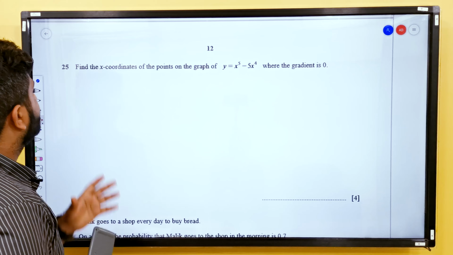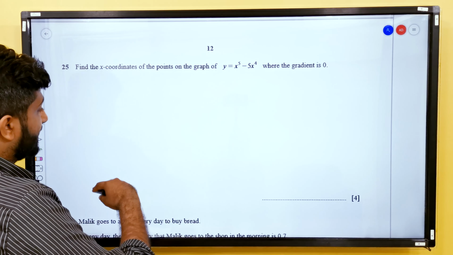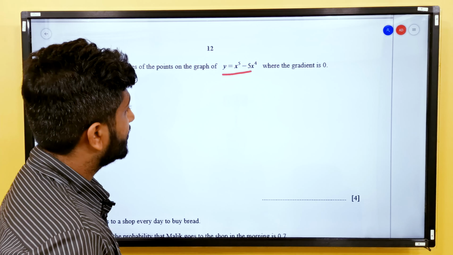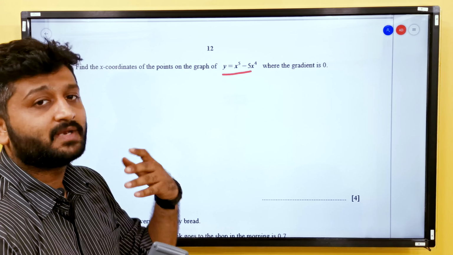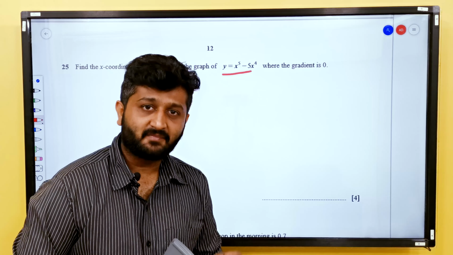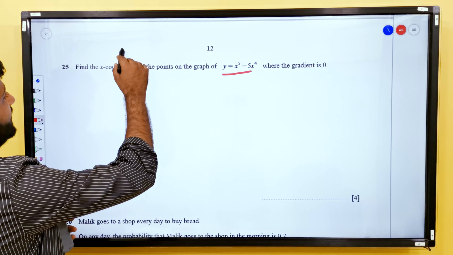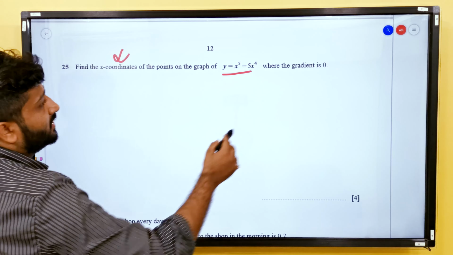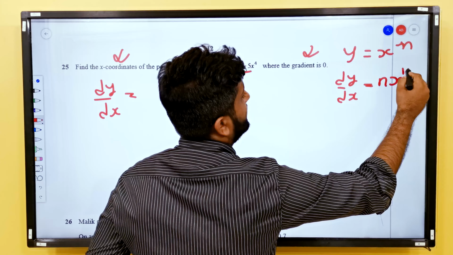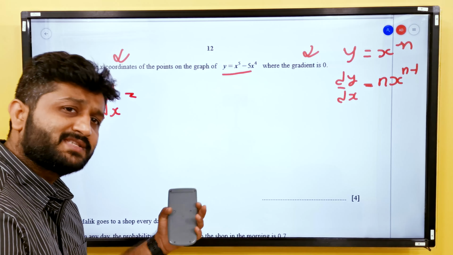Find the x coordinates of the point on the graph where y equals x power 5 minus 5x power 4, where the gradient is 0. We have been given the equation y equals x power 5 minus 5x power 4, and we are supposed to find the x coordinates where the gradient is 0. Gradient is nothing but dy by dx. So we know, if we have the equation y equals x power n, its dy by dx is going to be n into x power n minus 1. We'll use the same concept here.